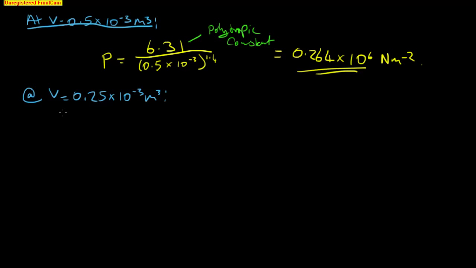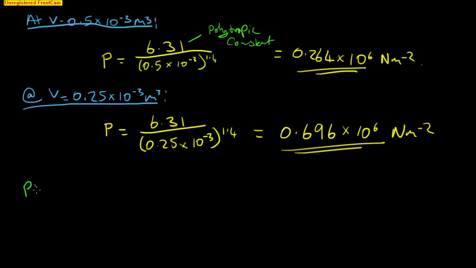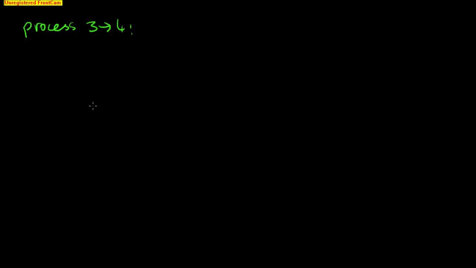We'll do the same at 0.25 by 10 to the minus 3 meters cubed, and we can again calculate our pressure from the same process, which works out to be 0.696 megapascals. So that will do us for process 1 to 2. Now we'll look at process 3 to 4.